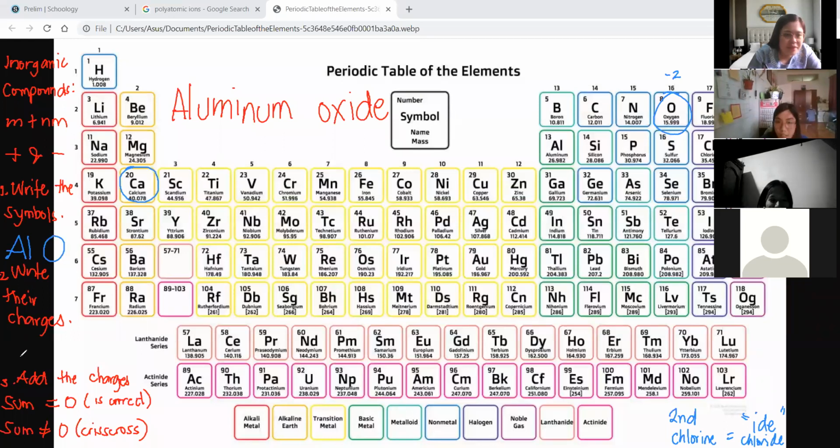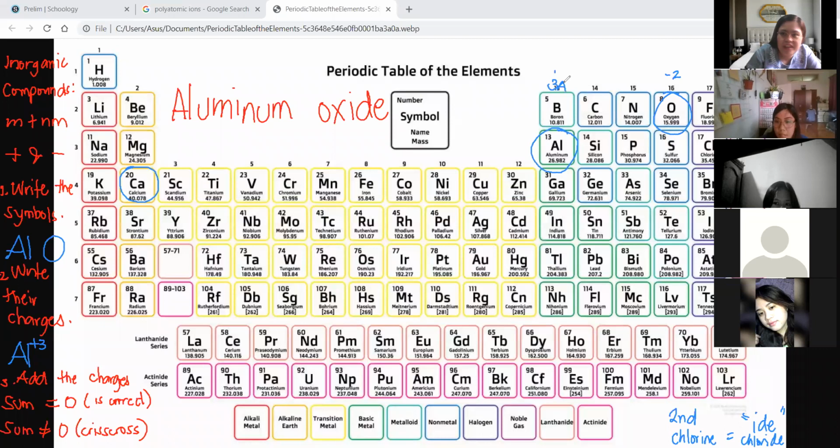Okay. Next, we'll have the charges. What will be the charge of aluminum? Positive 3. Positive 3. Take note, aluminum is found here. So that is positive 3. Kaya na-belong na siya sa group 3A. Positive 3. How about oxygen? Negative 2. Negative 2. So next, positive 3 plus negative 2 is equal to 1. Positive 1. So, dili siya equal to 0. Pag dili daw siya equal to 0, what are we going to do? Crisscross po. Crisscross. So, this is how you do it, class. Crisscross, meaning 3 will be given to oxygen and 2 will be given to aluminum.